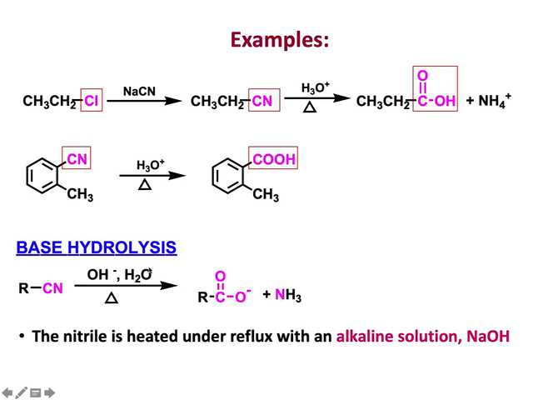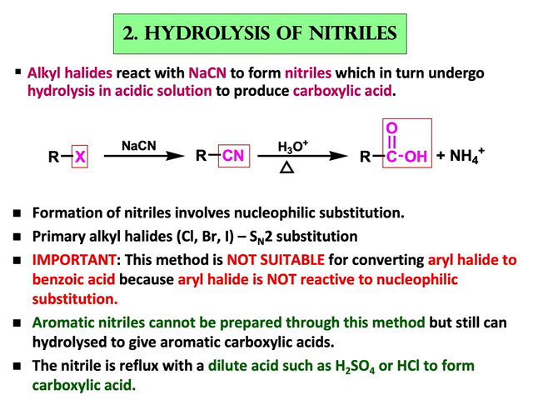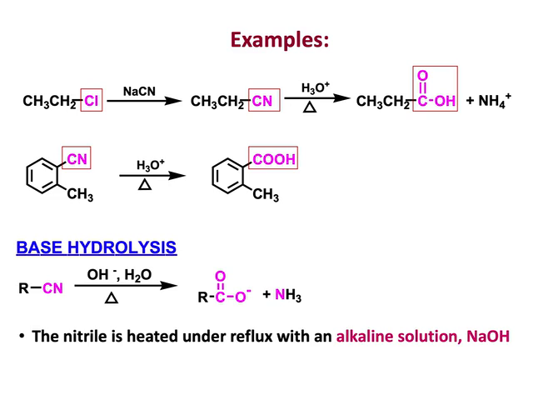For base hydrolysis, the condition is that we use a strong base such as OH minus under reflux and heat. The product is C double bond O, O minus, which is the carboxylate ion, and the side product is ammonia. This is only for base hydrolysis. It is different for acid hydrolysis. If we use a strong acid, the product is a carboxylic acid. If we use a strong base for the hydrolysis, the nitrile turns into the carboxylate ion.